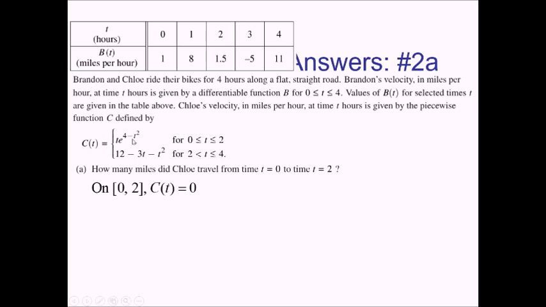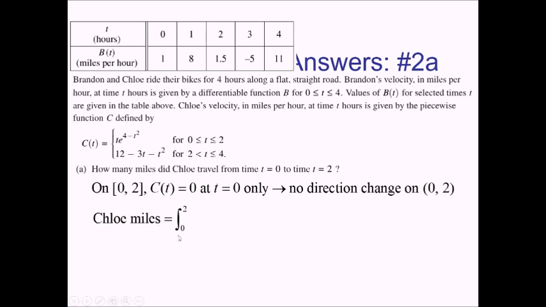An exponential function is always going to be positive, so we only equal 0 for the c function at time 0, which is to say basically there are no direction changes on the open interval from 0 to 2, which is good, because that means to find out how far Chloe traveled, all we have to do is take her rate of change, her velocity, and integrate that from 0 to 2.